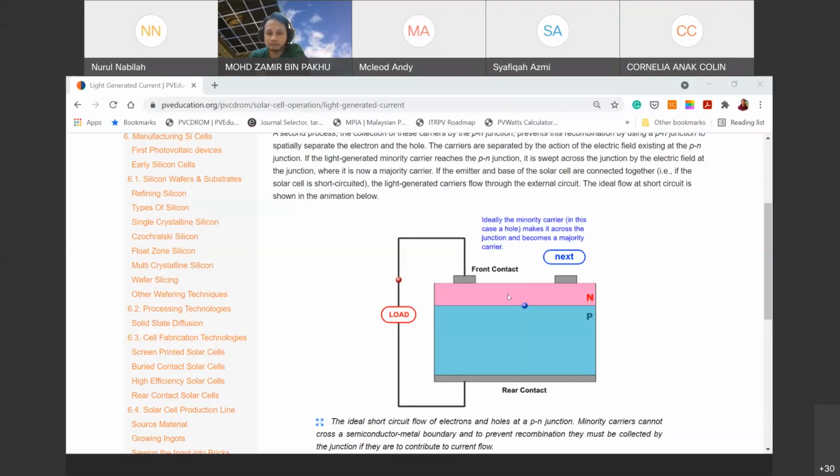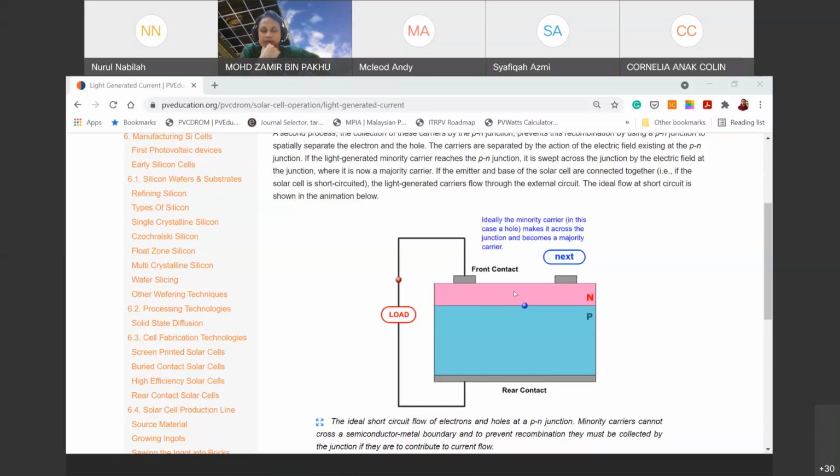In n-type, which one is the majority carrier among this electron hole pair? Electron or hole? Majority carrier. Electron, right? So in n-type, electron is the majority carrier, right? On the other hand, hole is the minority carrier, right?